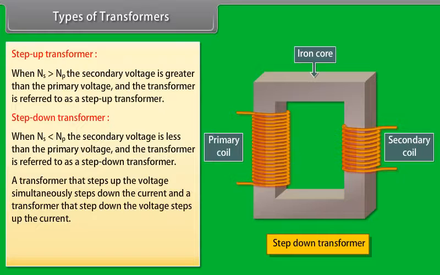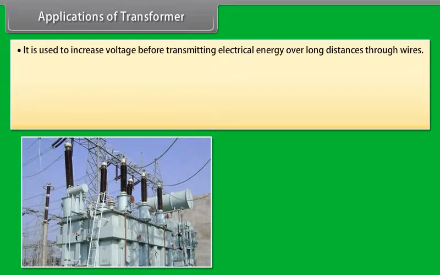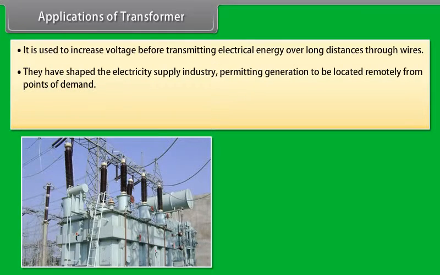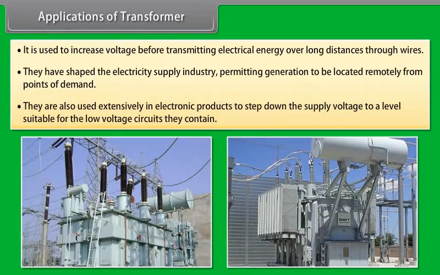Now, dividing both the equations, we get ES by EP is equal to NS by NP. This equation is known as the transformer equation. It can be written in the form of terminal voltage as VS by VP is equal to NS by NP. The ratio NS by NP is called the turns ratio of the transformer.